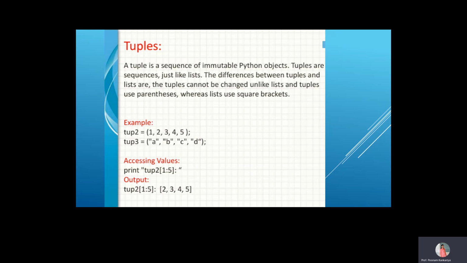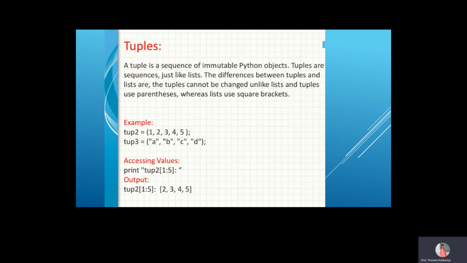Now we see create tuple with one atom. To create a tuple with only one atom, you have to add a comma after that atom. Otherwise, Python will not recognize it as a tuple. Suppose we have an example tuple 1 having only one character a and a comma. So this indicates this is a tuple.